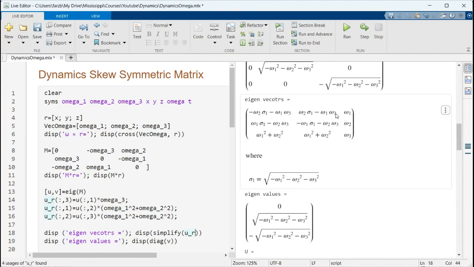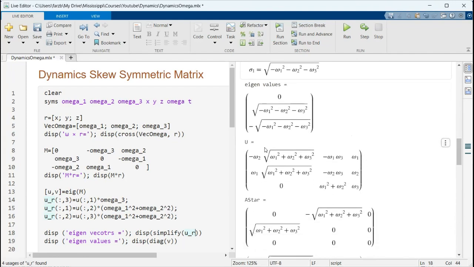Then you will see clearly here that one of the eigenvectors, I rearranged the eigenvectors, is corresponding to the 0 eigenvalue. It is omega 1, omega 2, omega 3. And these two are complex conjugates, right? The real parts are the same. The imaginary part, which is the part with sigma 1, is negative here, positive here, negative here.